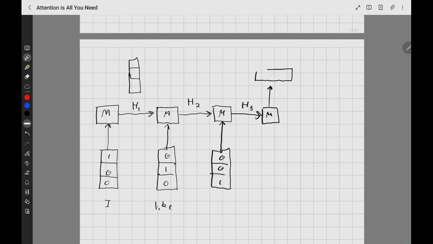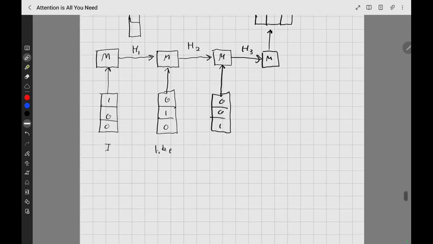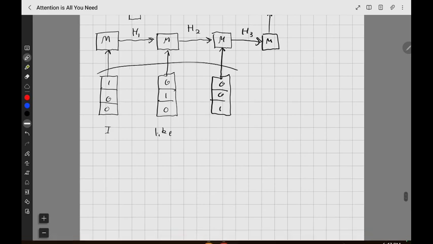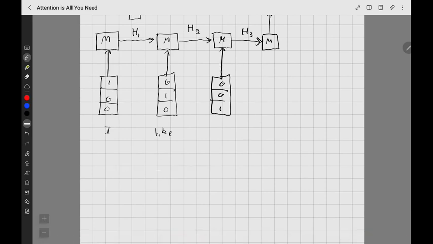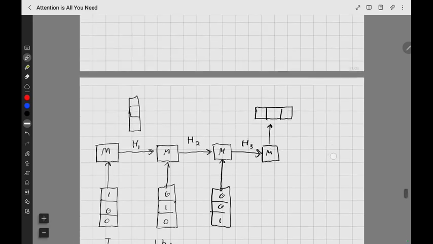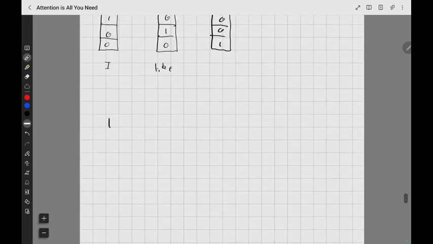Is the output limited to the dictionary that you started with? The outputs are limited, so there are two dictionaries. There's the English dictionary that we have here, and then there's the Spanish dictionary, which will be over here. So let's call the English 0, I, 1, like, and 2, cats. And then the Spanish will be 0, so those are the indices.